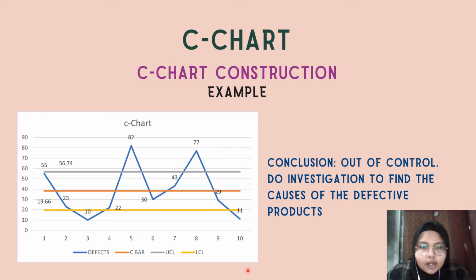From the C chart, I can conclude that the process is out of control. Investigation must be made on line number 3, line number 5, line number 8, and line number 10 because this one is above the upper control limit line, and this one is below the lower control limit line. Investigation must be made to find the causes of the defective products in these 4 lines.